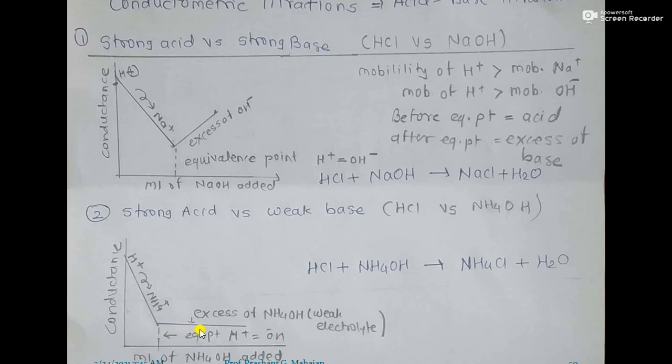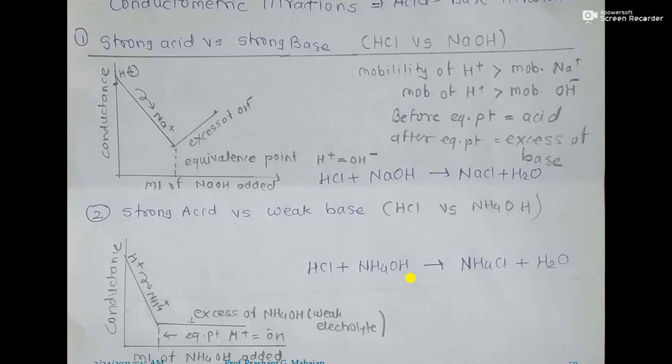And after the equivalence point, conductivity remains the same because the electrolyte which is added in excess is a weak electrolyte. That's why there is no change in the conductivity. So that is NH4OH added. So that is the second titration, strong acid versus weak base.